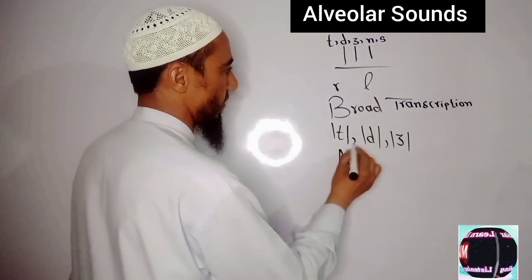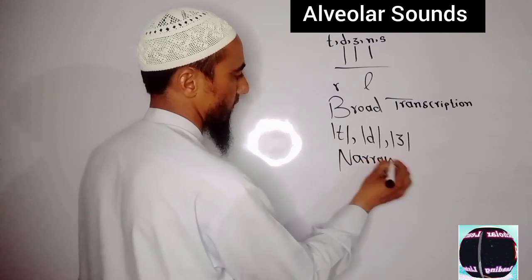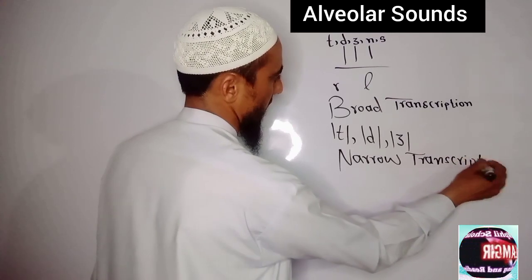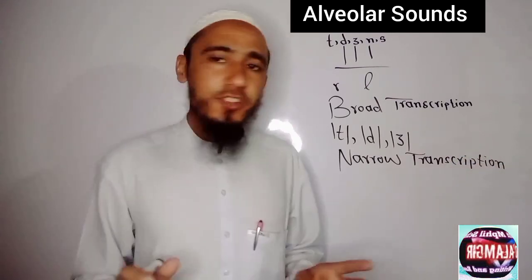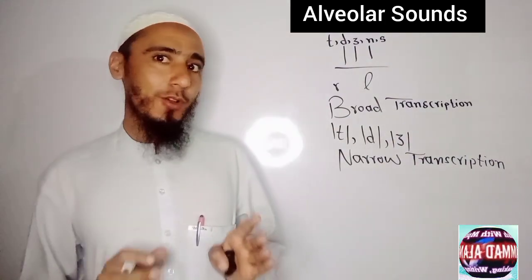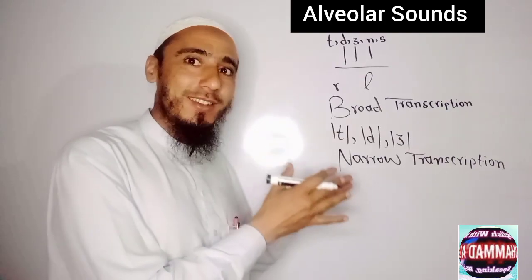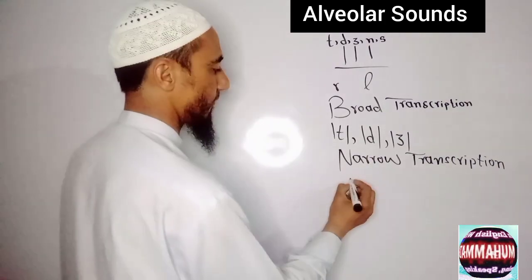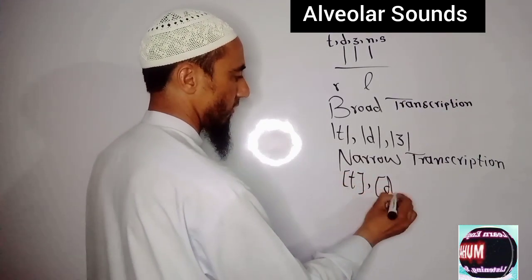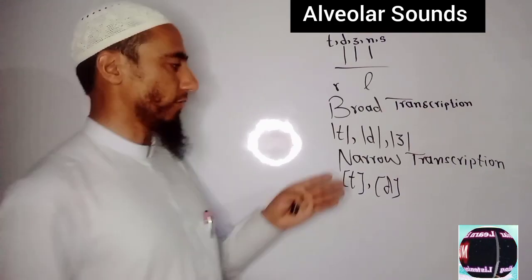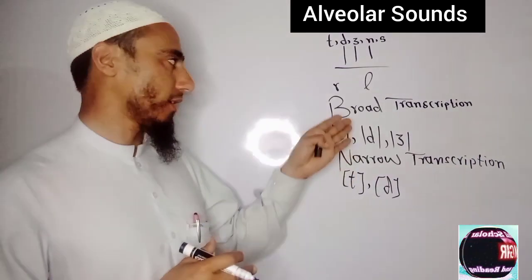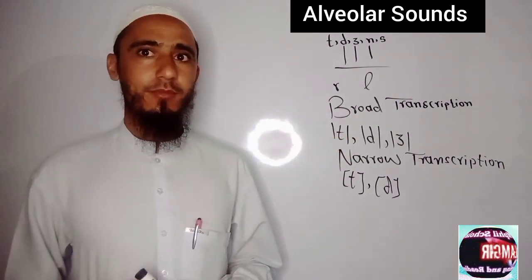Another is narrow transcription. Narrow transcription is a method where the sounds of a language are written between square brackets. For example, t sound, d sound. So this is narrow transcription. However, narrow transcription is popular as compared to broad transcription.